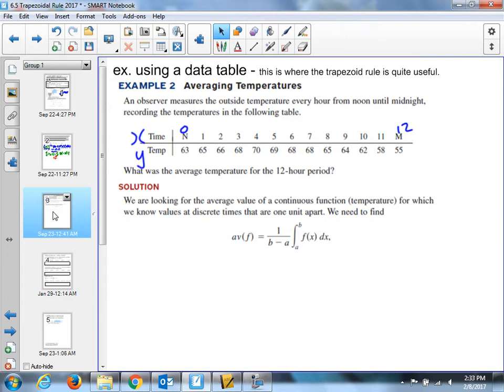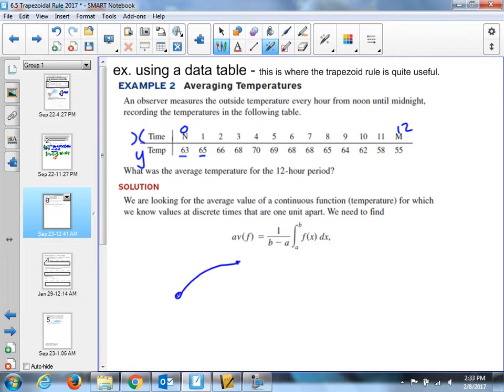Or the function is temperature. Now, don't be tempted to just add up 63 plus 65 plus 66 to find the average of 12 numbers. This is the function of an average. So, solution. We're looking for the average value of a continuous function. Because even though we don't know 63 to 65, it must have increased from 63 to 65.